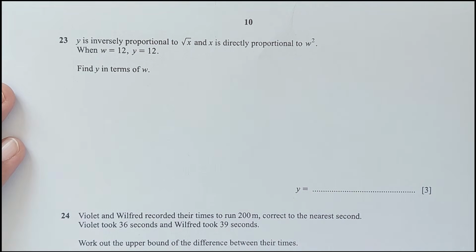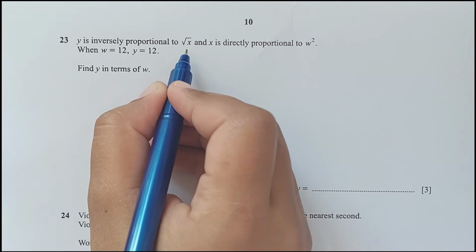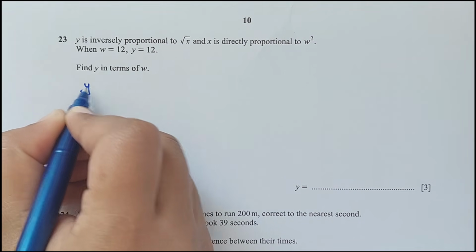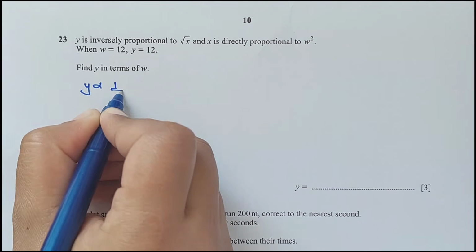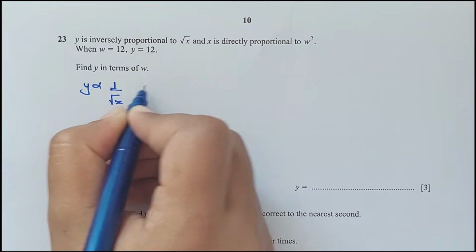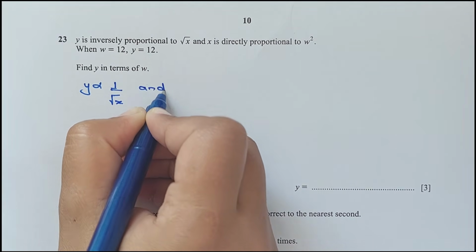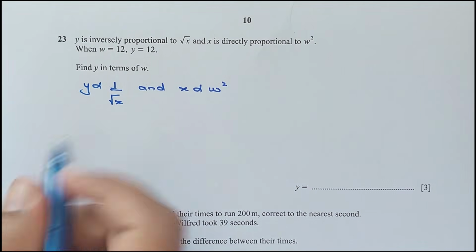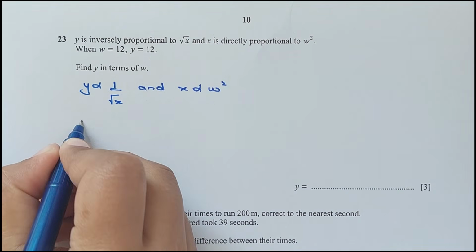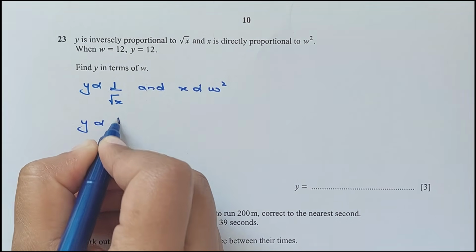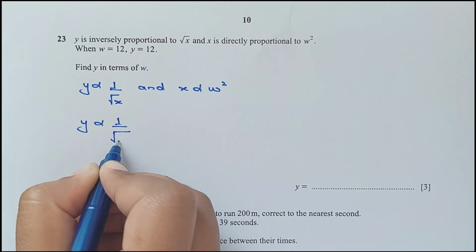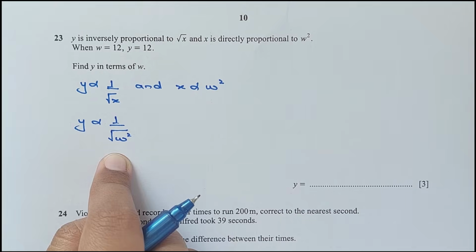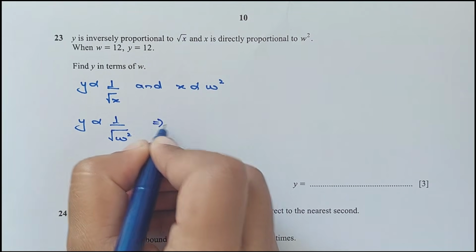Question number 23, y is inversely proportional to the square root of x. So we can write down y is inversely proportional to the square root of x, and x is directly proportional to w square. So x is directly proportional to w square. We can say y is directly proportional to 1 over the square root of w square, substituting the x value over here. Okay, and now we have to write down an equality.